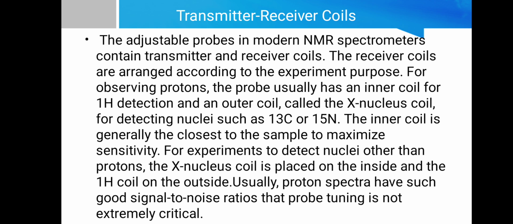For experiments to detect nuclei other than the protons, the X nucleus coil is placed on the inside and the 1H coil on the outside. Usually, proton spectra have such good signal to noise ratios that probe tuning is not extremely critical.